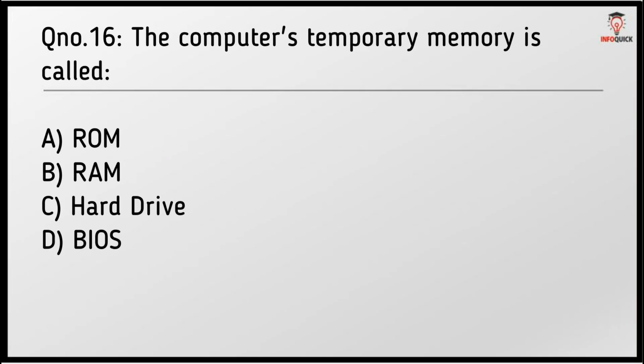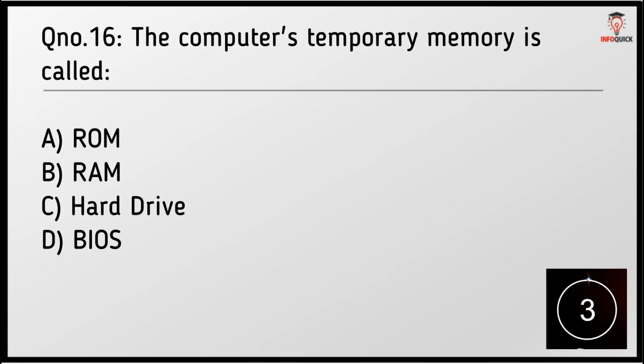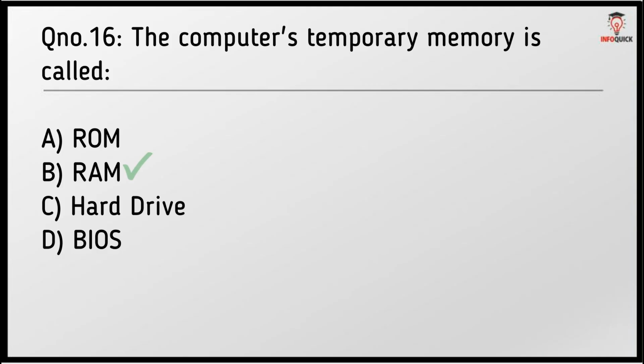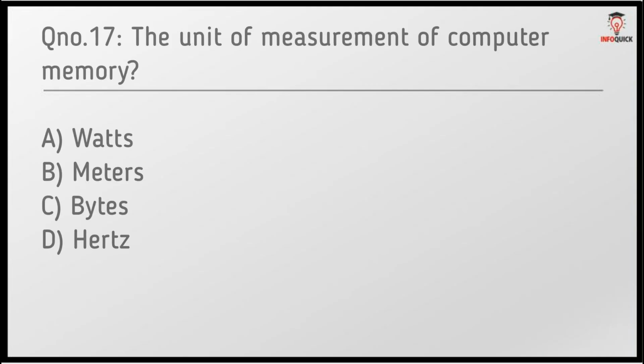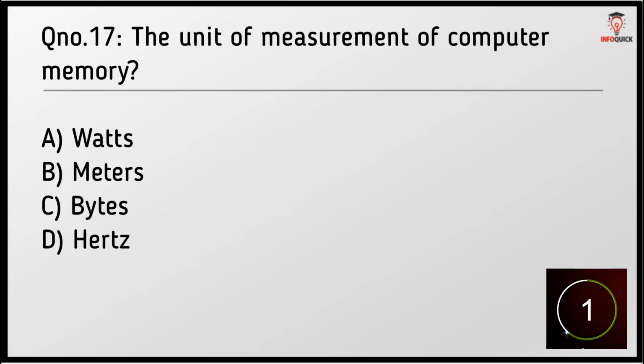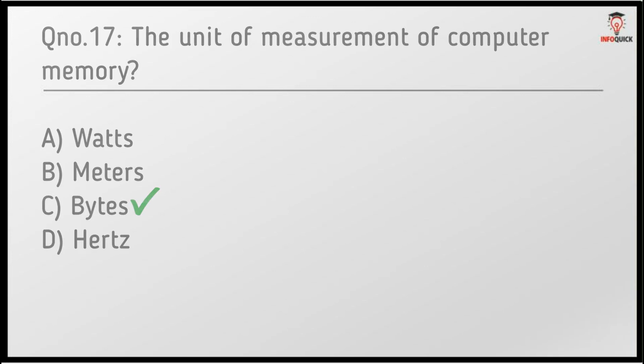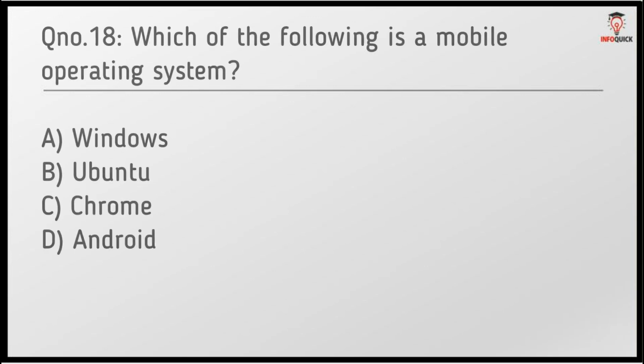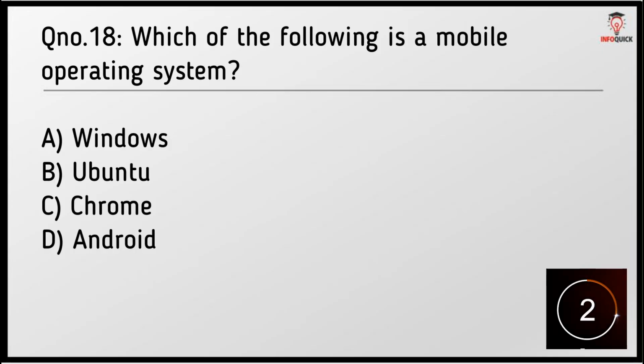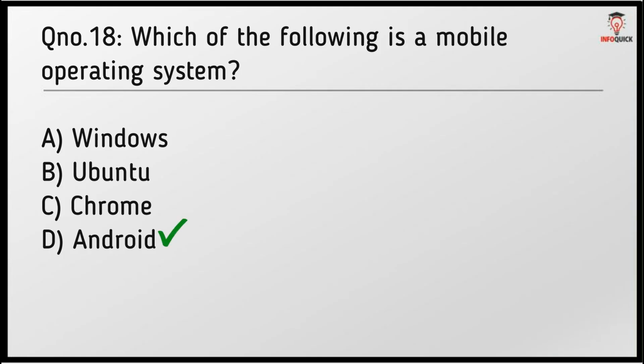The computer's temporary memory is called RAM. The unit of measurement of computer memory is bytes. Which of the following is a mobile operating system? Android.